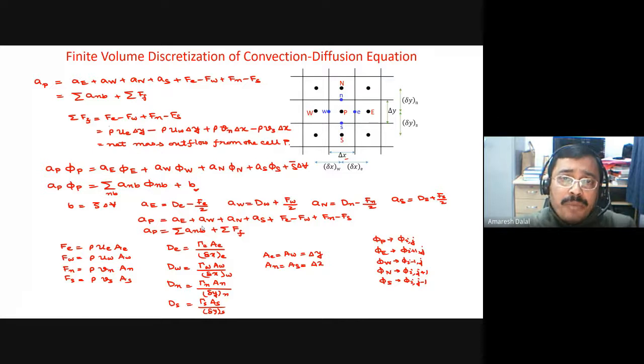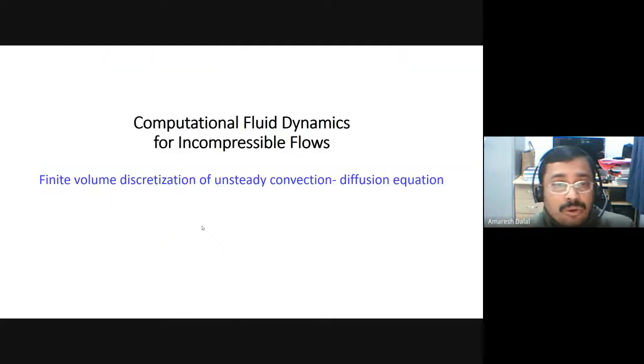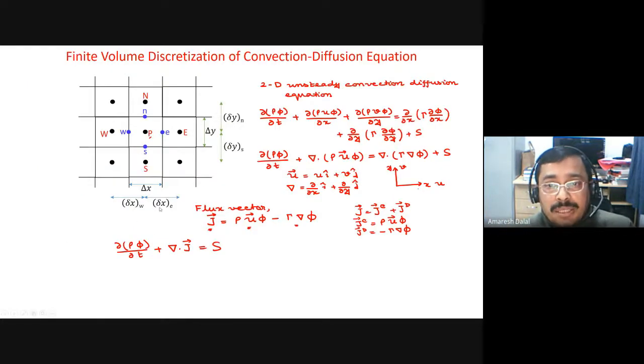But now if we add the unsteady term, then let us see how to integrate over the time as well. So we need to integrate over time as well as over the control volume. So you can see that we consider the unsteady convective diffusive equation. This is in the vector form we have written, where we have del rho phi by del t. Similarly, this we can represent as a flux vector, and this is the representation. Now this equation we need to integrate over this control volume as well as over the time.